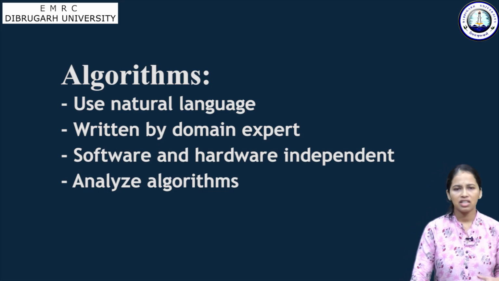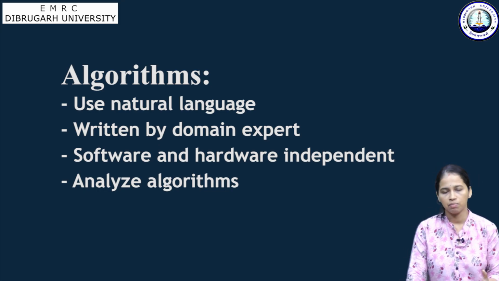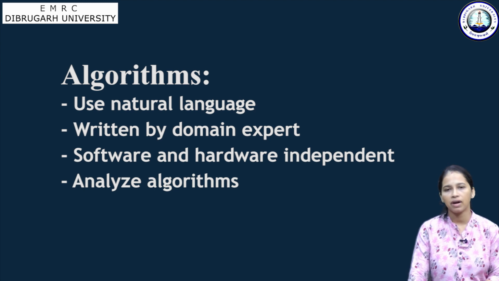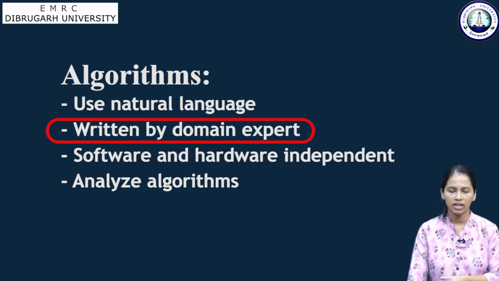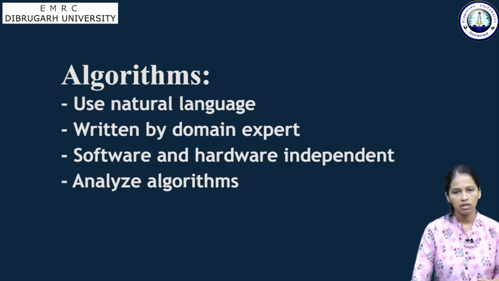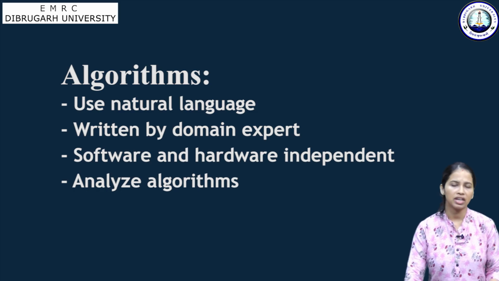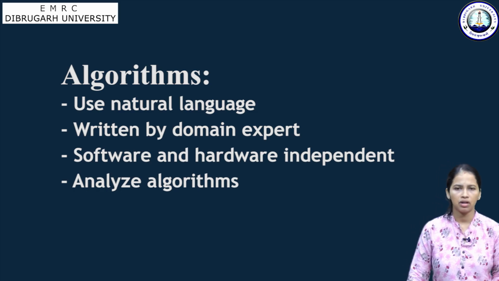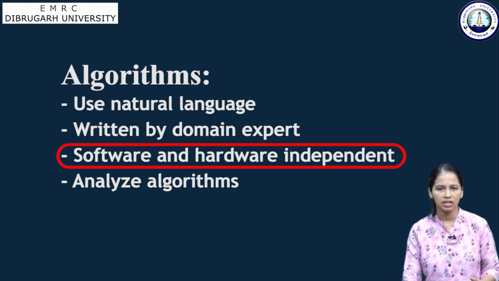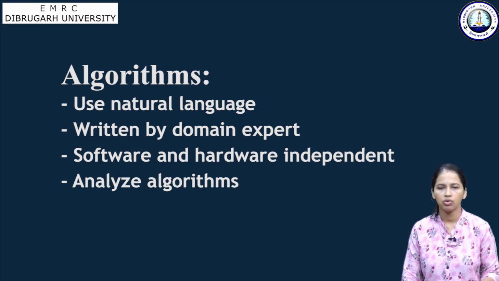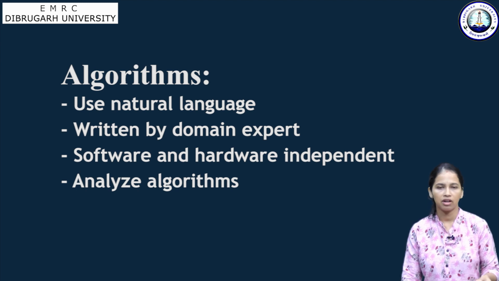Suppose there is a new recipe. That particular recipe will be written by a cook who has the domain knowledge about that recipe. So, the algorithm will be written by the domain expert and the program will be written by the programmer. Next, we can write an algorithm on any paper, in any notepad or any word processing software, Microsoft Word. So, it is software and hardware independent, but to write a program you need an IDE, you need that particular environment.